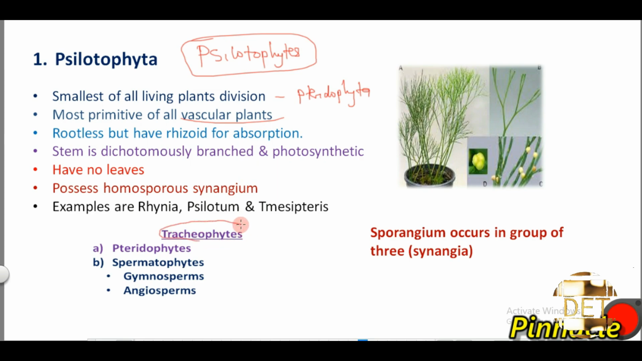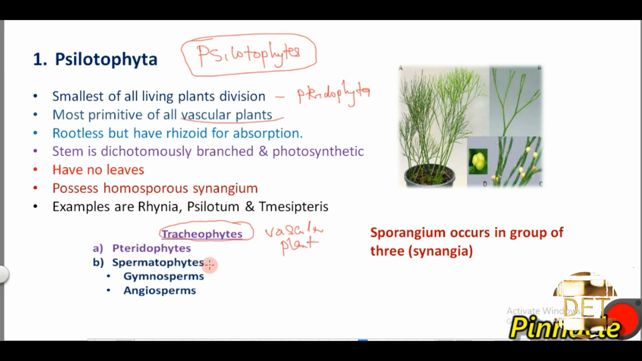So trachophytes refers to vascular plants. That is, plants that have xylem and what? And phloem, which are responsible for conduction of water, minerals, and manufactured food. And we have two major phyla under trachophytes: pteridophytes and spermatophytes. So pteridophytes is what we're looking at here.